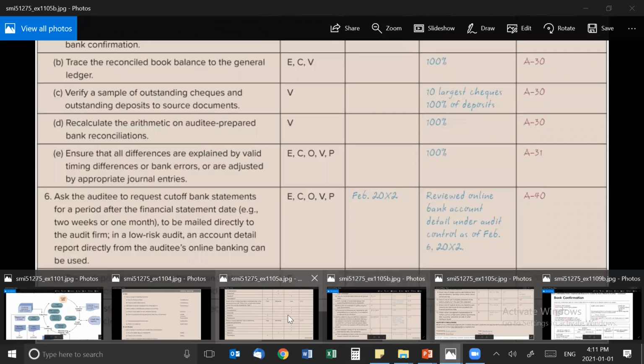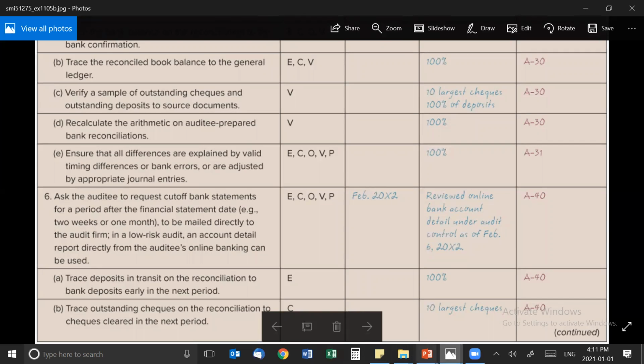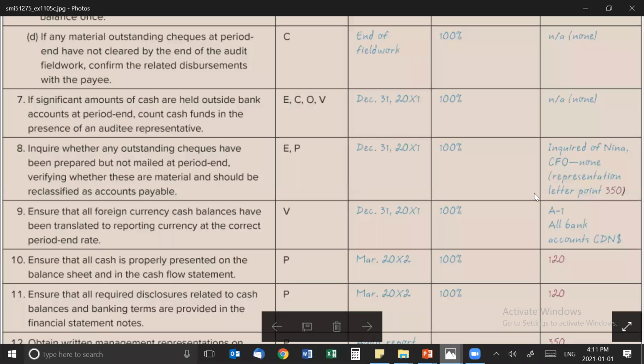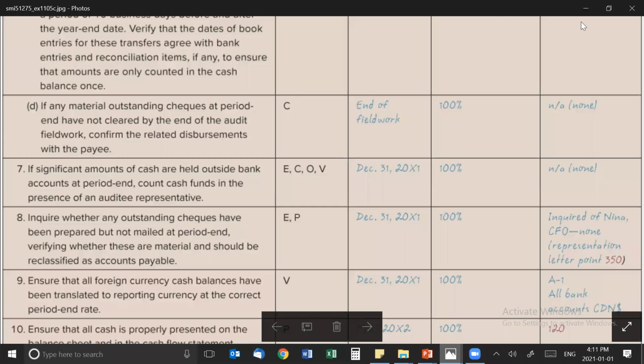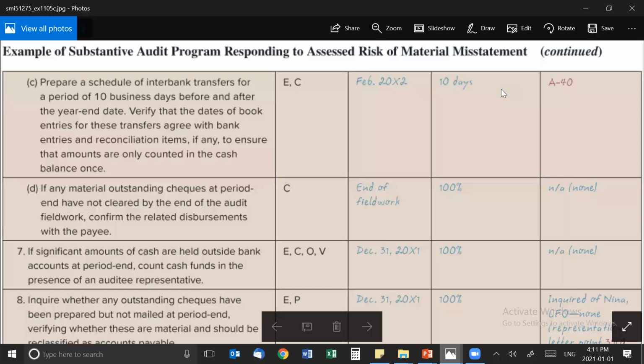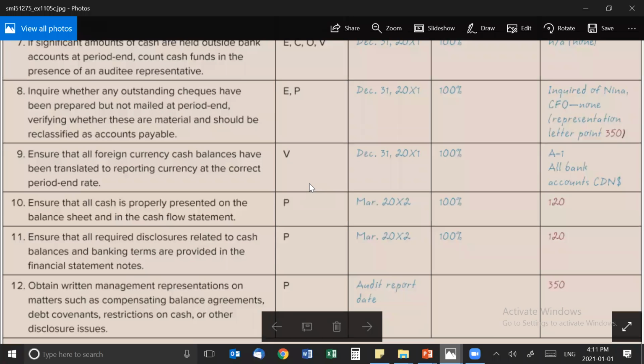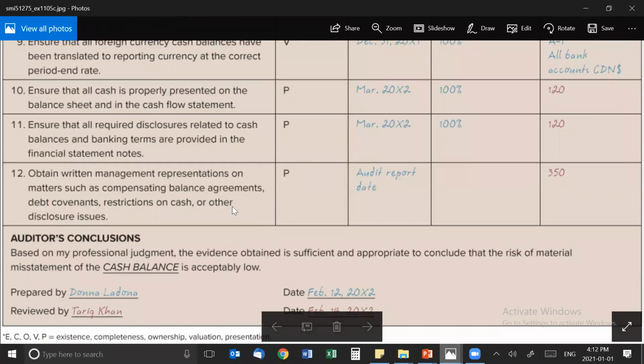And then the last page here. Okay, so last page continues on with a bunch of other audit procedures. Okay, so this is a good way to kind of get an overview of what type of procedures that you would have to do on the cash account.